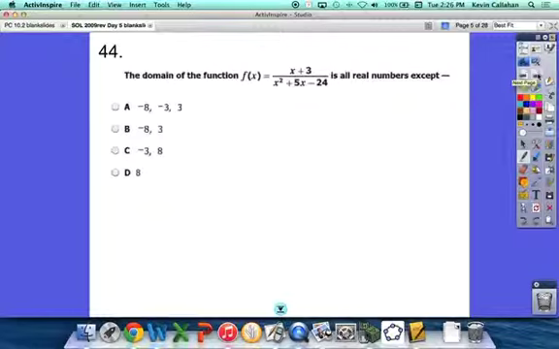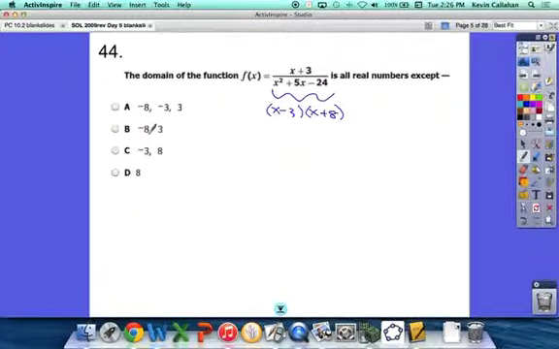Okay, the domain is all real numbers except which numbers? How do you find the domain of a rational function? It's all real numbers except what numbers? The zeros of the denominator, right? So in this one here, you would factor it. How does that factor? X minus 3, x plus 8. And so what values of x are going to make that denominator equal 0? 3 and negative 8. 3 and negative 8.